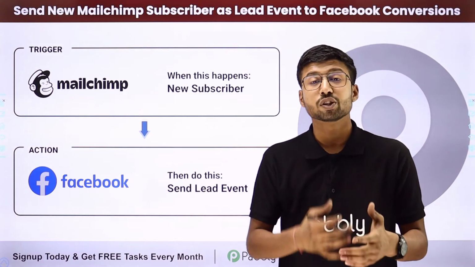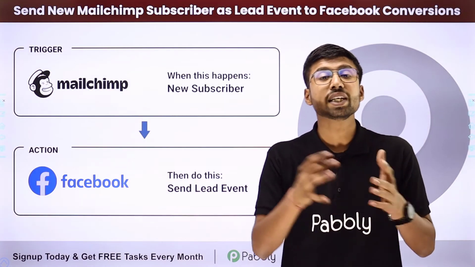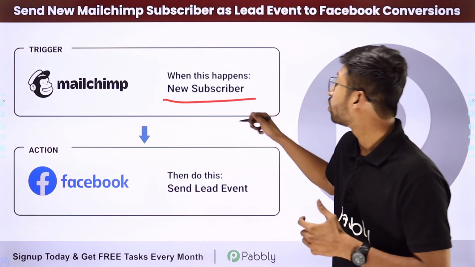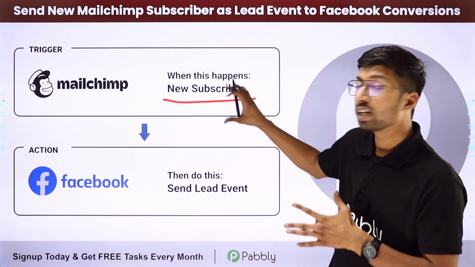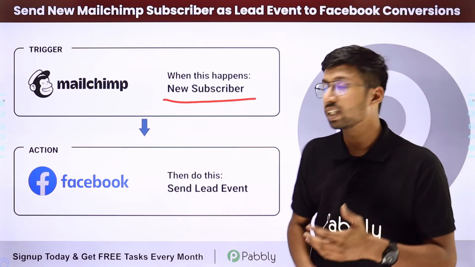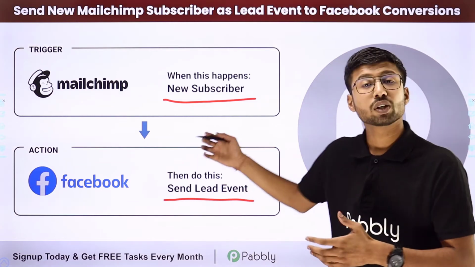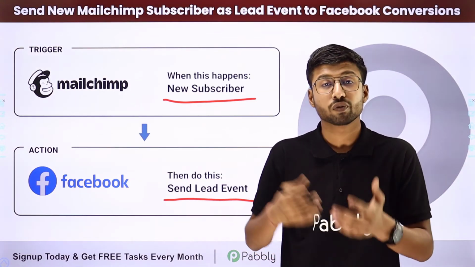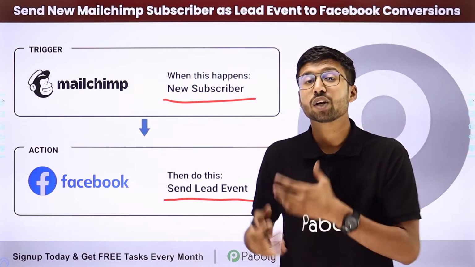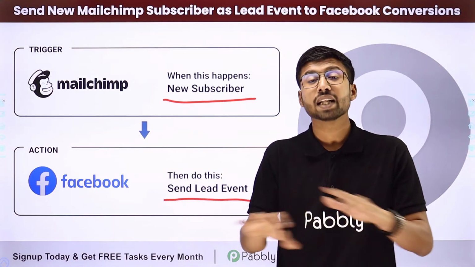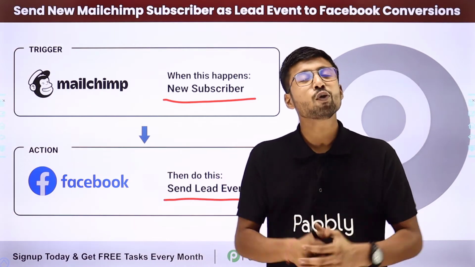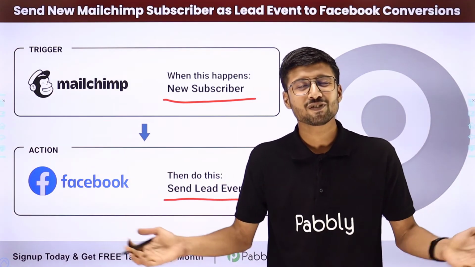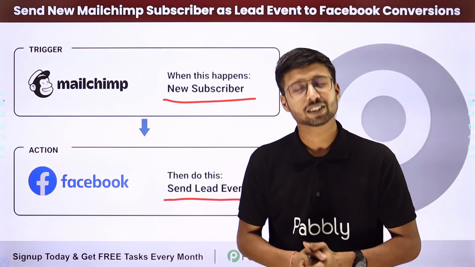So using this automation, whenever we are going to add new leads as subscriber in our Mailchimp account, automatically using this automation, we will be sending those new lead details as a lead event to Facebook conversion. So using this automation, you can add the new lead data and send it to Facebook conversion. And on that basis, you can optimize your Facebook ads as well. And that too automatically. So if you want to know how you can set up this automation, for that, you just have to come with me to my screen.